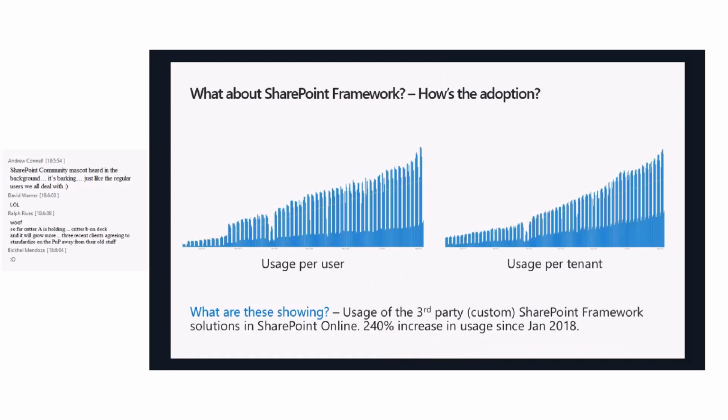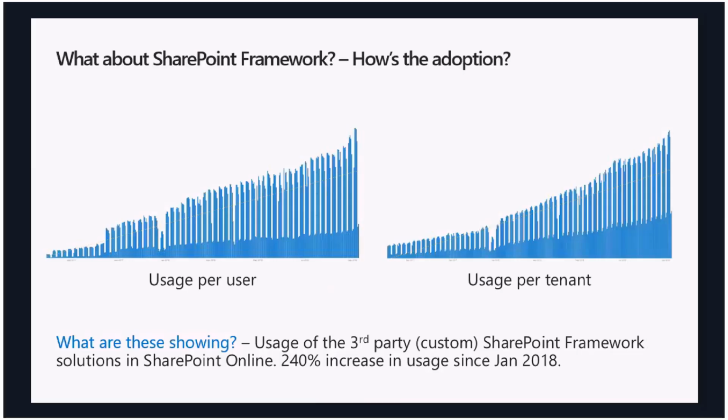Now, a good example of the growth. Again, we can't actually show you the numbers in here, but I can give you the scale, is the adoption of SharePoint Framework. And this is really mind-blowing. We grew 240% on the usage of SharePoint Framework from January 2018. And already in January 2018, SharePoint Framework was the most widely used extensibility model in the whole of Office 365. So the usage is just growing insanely.